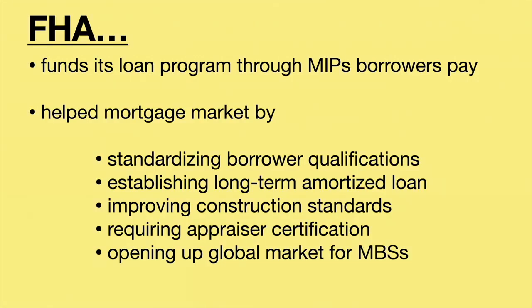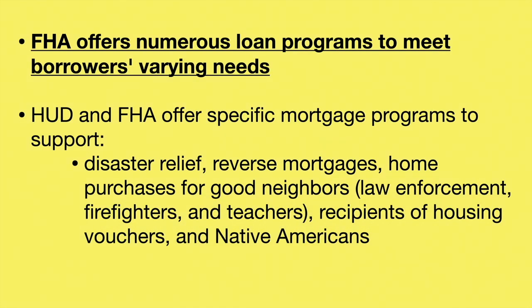The FHA helped the mortgage market by standardizing borrower qualifications, establishing the long-term amortized loan, improving construction standards, requiring appraiser certification, and opening up the global market for MBSs. FHA offers numerous loan programs to meet borrowers' varying needs.